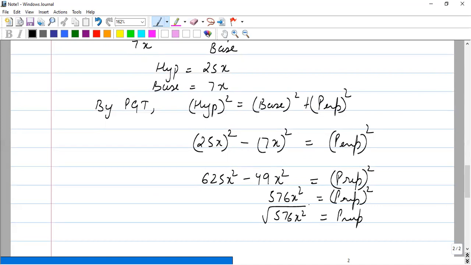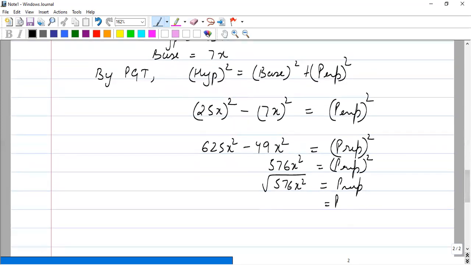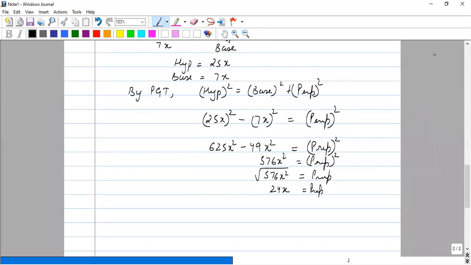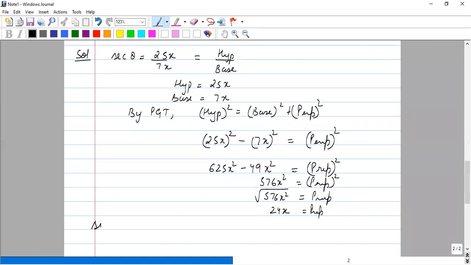576 is a perfect square of a number. 576 is the perfect square of 24. All right. Therefore, the perpendicular comes out to be 24x. Now we can find the other ratios. So the first ratio, sine. Sine theta is equal to perpendicular upon hypotenuse. Perpendicular we have found out as 24x. Hypotenuse was 25x. Therefore, sine theta becomes 24 by 25.